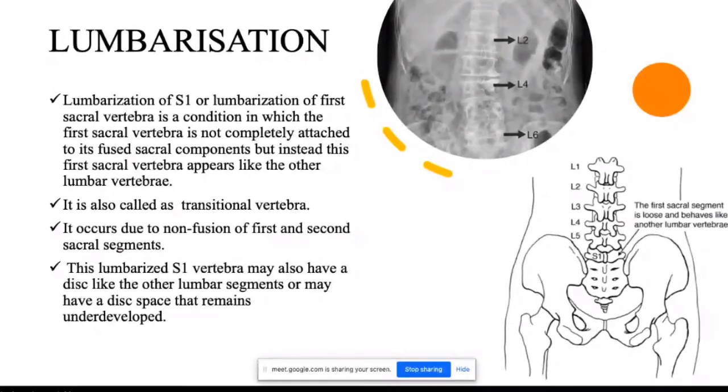And when you count from the anatomical landmarks, you can see that in the X-ray we have shown it is L2, L4 and so on, but we are getting one more count, that is L6. It means this first sacral segment is loose and away from the other sacral segments, and this separate sacral segment is behaving like a lumbar vertebra, and this we call lumbarization.